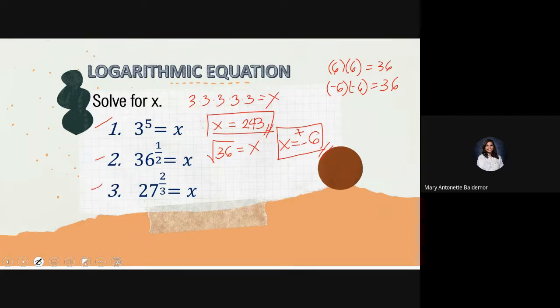Next, for number 3, 27 raised to 2/3 is equal to x. Now, from example number 2, we can already get an idea as to how we are going to write this one. Since the denominator of the exponent here is 3, we are going to get the cube root of the base, the cube root of 27. And since the numerator is 2, we square the base. So we rewrite this exponential equation as the cube root of 27 squared.